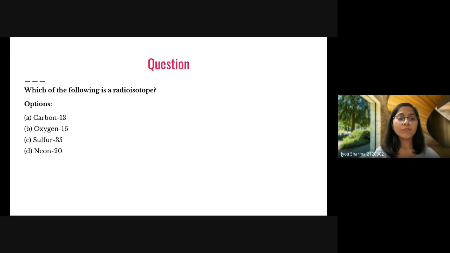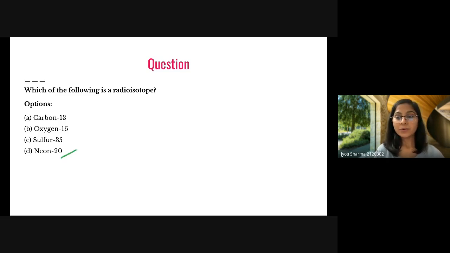Okay, which of the following is radioactive? Very simple question. A is carbon 13, B oxygen 16, C sulfur 35, and D neon 20. You can write in the chat box answer A, B, C, or D, whichever answer you think is right. Which of the following is radioactive, or a radioisotope? Carbon 13, oxygen 16, sulfur 35, and neon 20. Neon is an inert gas, right? So neon will not be the answer.